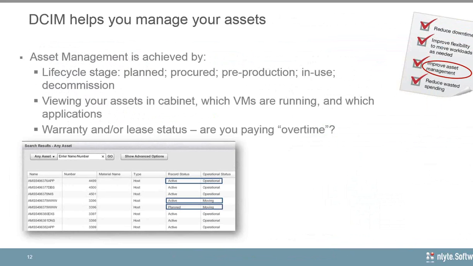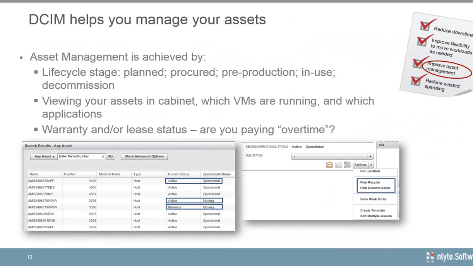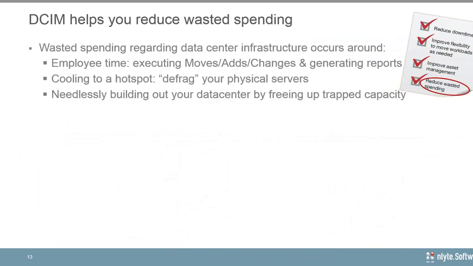And so in the Enlight system, if you just pull up a list, it'll actually show you by asset. Is it active and operational? Is it active and actually moving? Or is it planned, and is it moving between lifecycle steps? And then for any individual one, you can say, okay, I want to plan to recycle this and plan to decommission it. And then you change that individual asset that way. So this is how you can improve asset management, by tying it to life cycles and then reporting out on a master list.